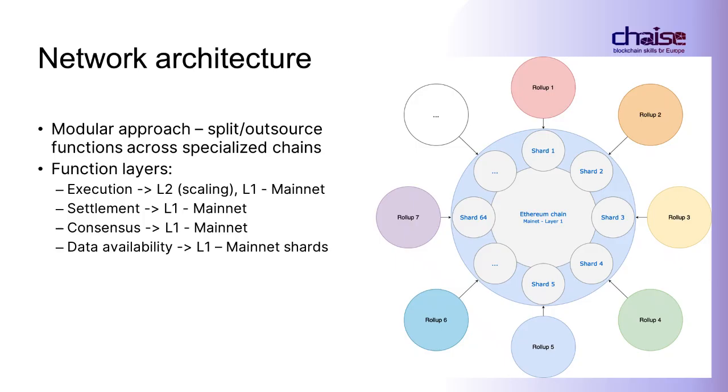Technology. Ethereum has chosen a modular network architecture approach, where blockchain functions, execution, settlement, consensus, data availability, are outsourced across specialized chains. Ethereum scaling is achieved by encouraging rollup use, where transactions can be processed in several orders of magnitude faster than on the main chain. Of course, transactions can still be processed on the mainnet but with higher fees and confirmation times.